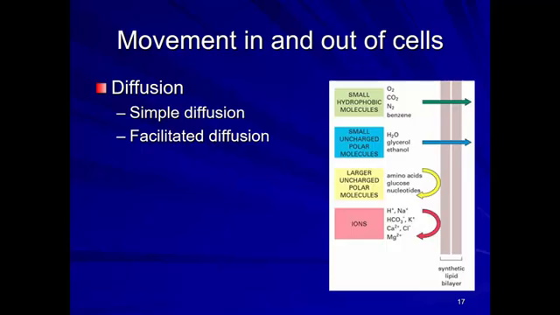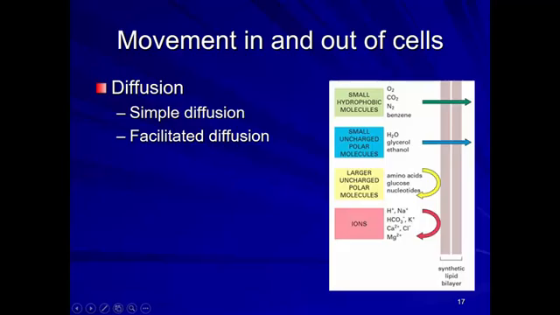The first and simplest is diffusion. Diffusion is passive movement, which means no energy is required, from a high to a low concentration. All small nonpolar uncharged molecules like oxygen or carbon dioxide or anything lipid soluble can diffuse through lipid membranes. So in simple diffusion, things just move directly across.